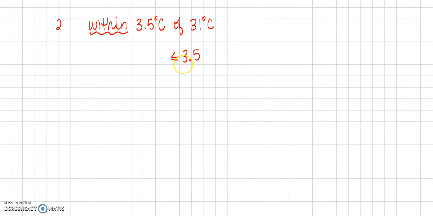It's within 3.5, so the 3.5 goes there. Our absolute value goes here. And the temperature is 3.5 degrees to the right and to the left of that middle, which is 31. So the answer is B.